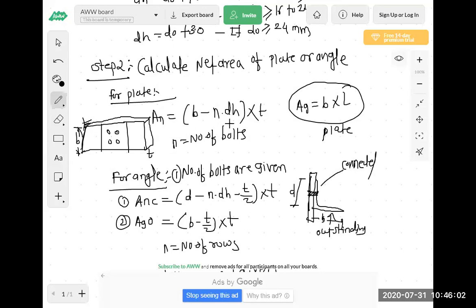But we have to calculate net area here. So we have to deduct these 4 holes from this width. Simple. Are you getting, Gaurav? Gross area is nothing but width of plate into thickness of plate. This is the thickness, sorry, T. This is the gross area of plate. And the gross area of angle is directly given in IS code. If this angle is 80 by 50 by 8, then directly the gross area is given in the IS steel table.